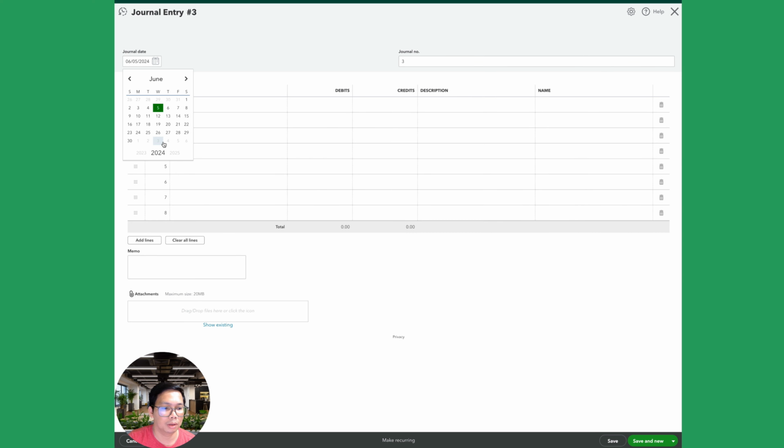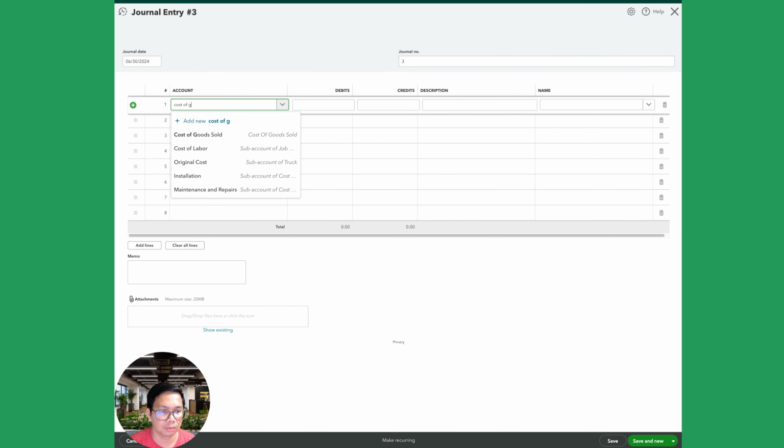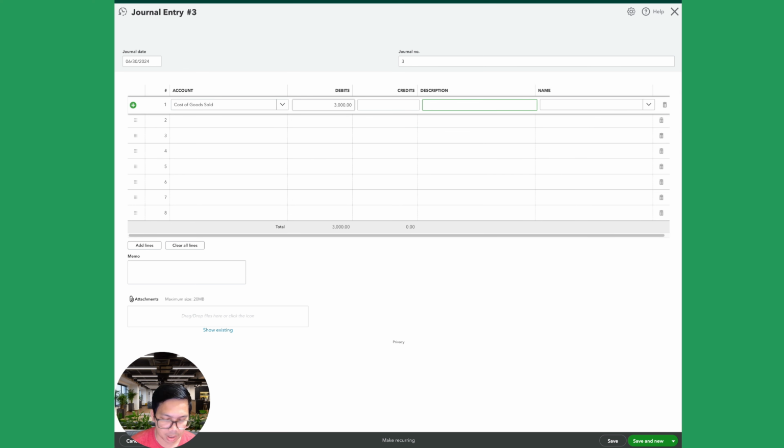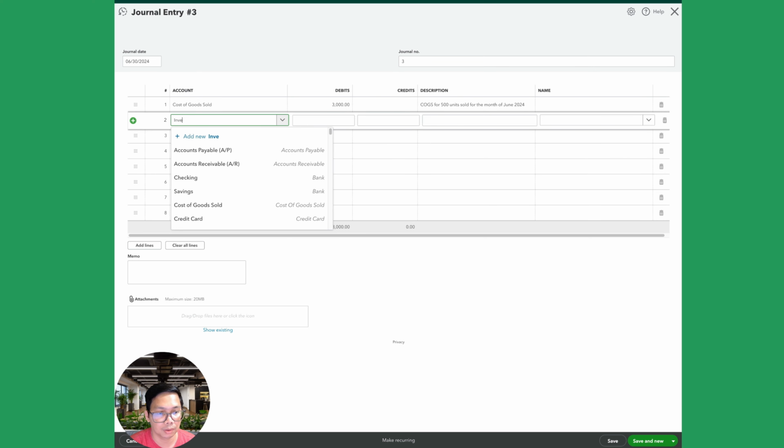And let's do it at the end of the month, June. For the journal entry number, you can use whatever meaningful journal number that you want to use. So let's leave it at that. And now let's record the cost of goods sold, debit cost of goods sold in the amount of $3,000. And let's make a description: cost of goods sold for 500 units sold for the month of June 2024. And then let's credit inventory.